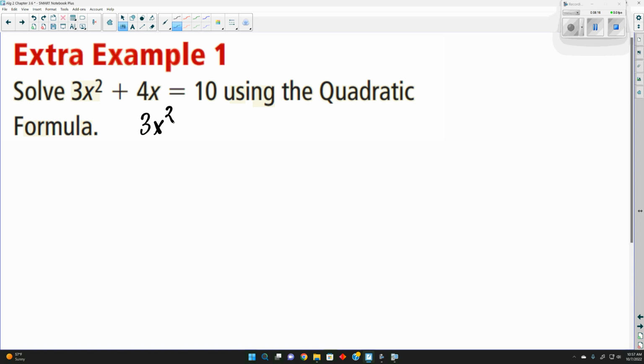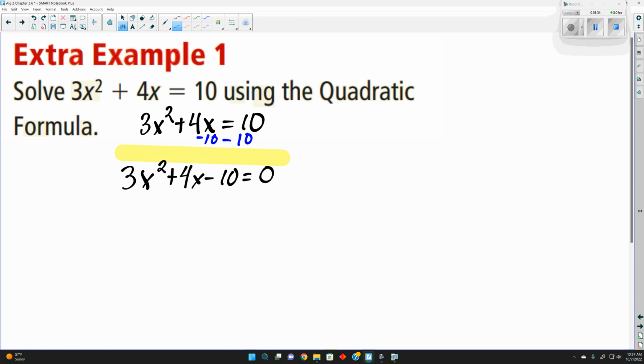So we have 3x squared plus 4x is equal to 10. We need to minus 10. We need this equal to 0. Three x squared plus 4x minus 10 is equal to 0. X is equal to negative b plus or minus the square root of b squared minus 4ac all over 2a. This is what we get here.